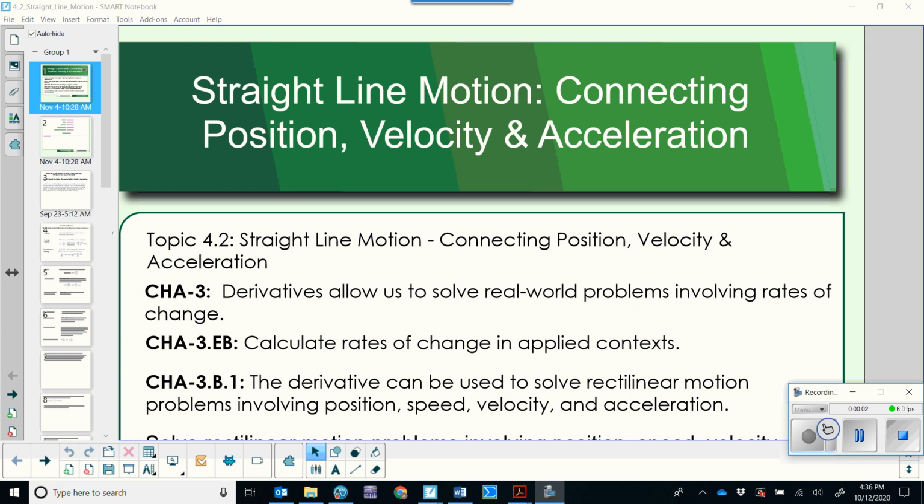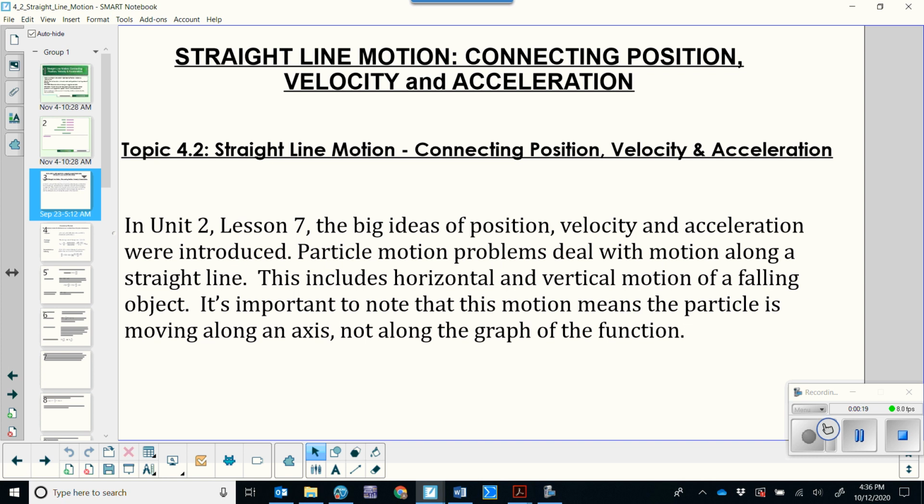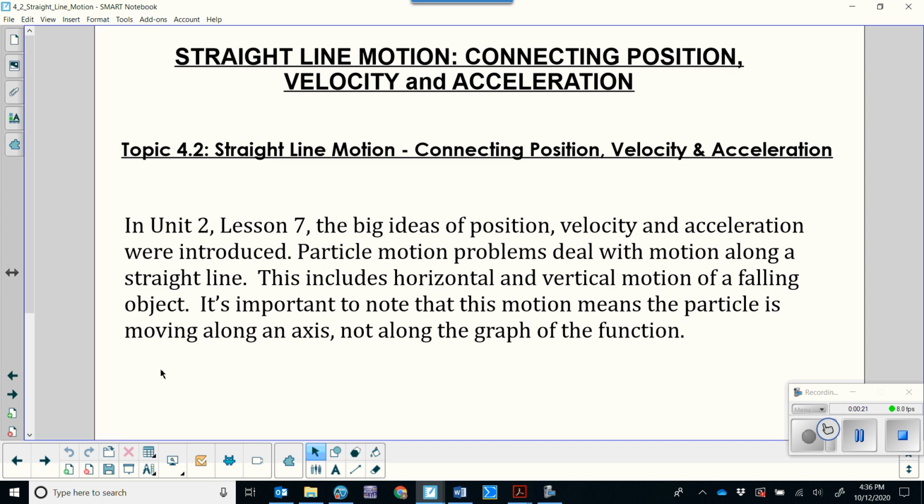This is a video over part of the lesson for straight line motion, where we're connecting position, velocity, and acceleration. We've talked about these topics before, so this is just going to be another connection to this. And there's a whole bunch of information that we're going to have here.